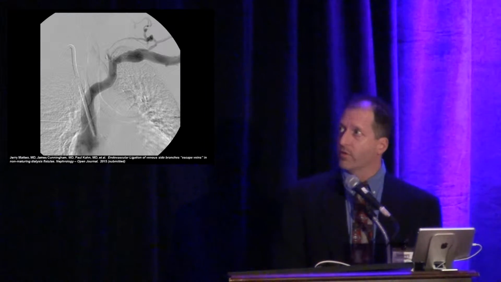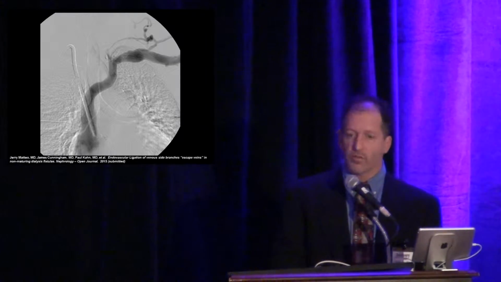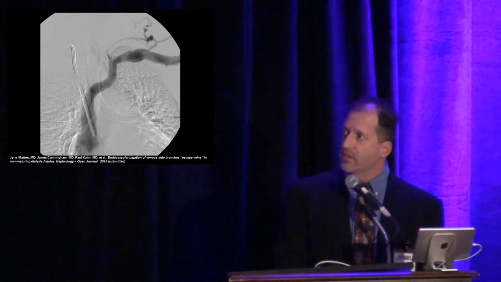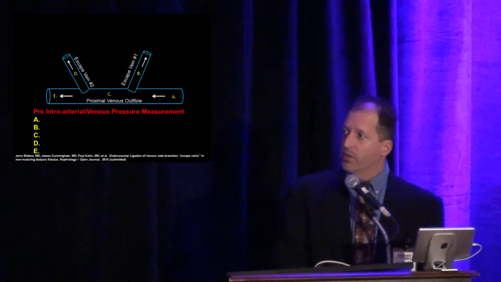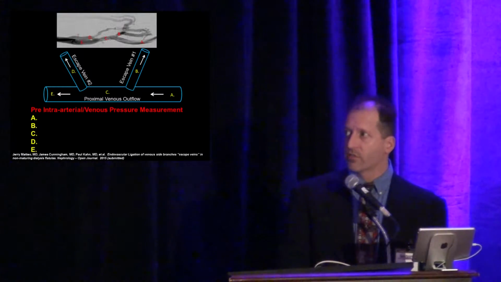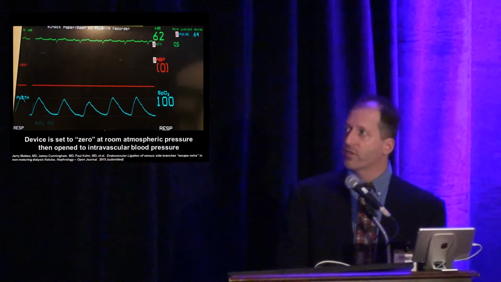So here's a typical fistulogram. You can see there's escape veins here on the proximal venous outflow. The remainder of it is widely patent, centrally widely patent. So what we did was, the schematic is the A, B, C, D, E, B and D being these escape veins. We use a NAMIC Preceptor manifold device, which is connected to an end hole, set it to 0 to atmospheric pressure, and then open it to the intravascular pressure, and you get these pressures.